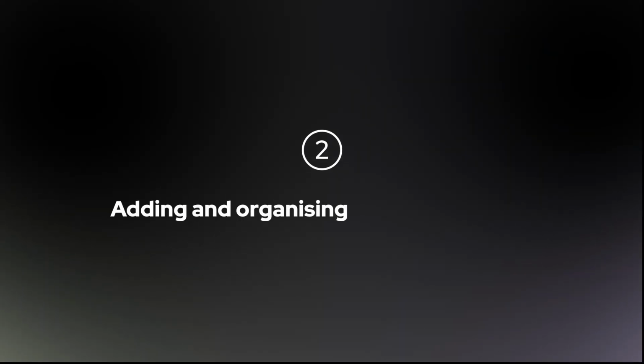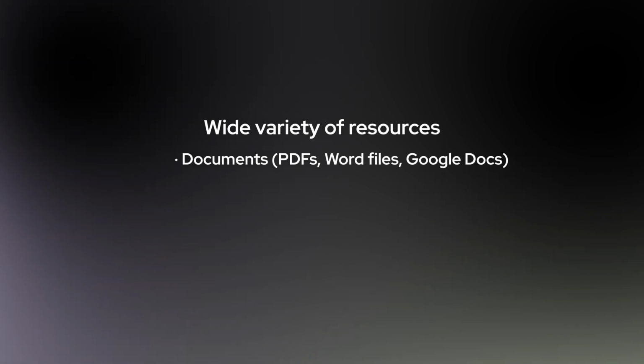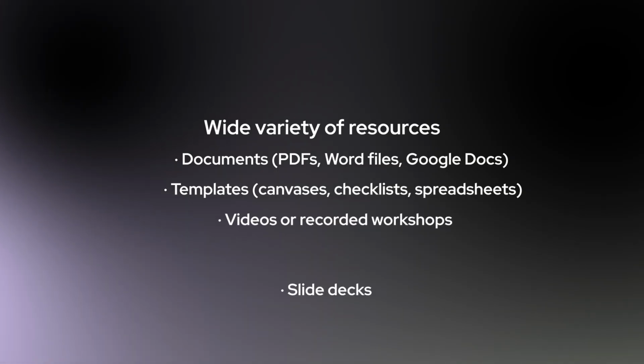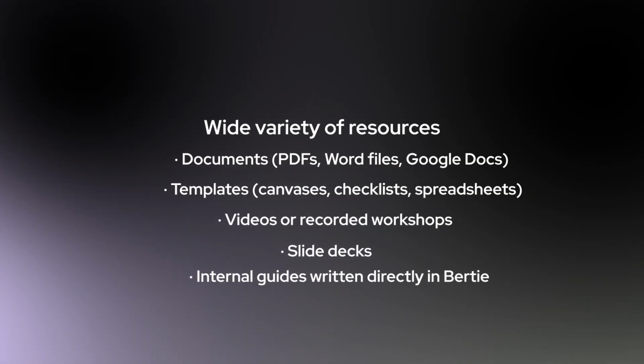Step 2. Adding and organizing knowledge items. Next, let's bring your content into the hub. You can add a wide variety of resources. For example, documents such as PDFs, Word files, Google Docs, or templates, canvases, checklists, or spreadsheets. Or indeed, you can add video or recorded workshops, or slide decks, or internal guides written directly in Bertie.